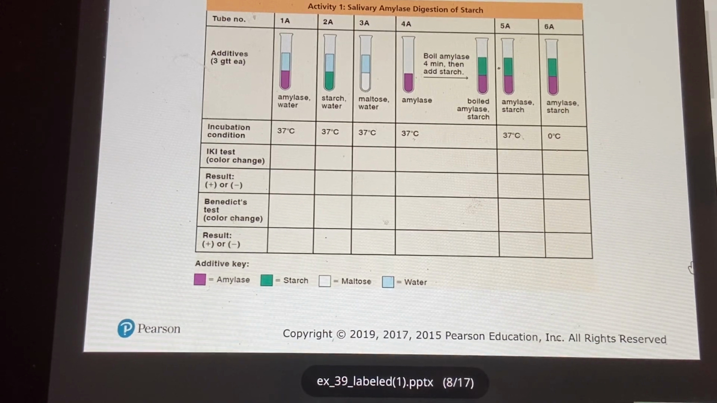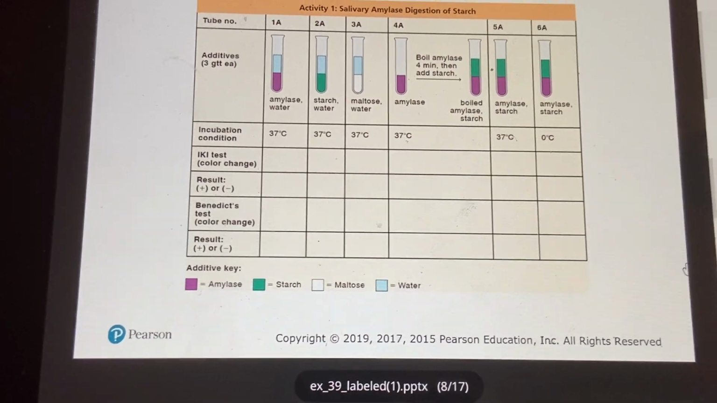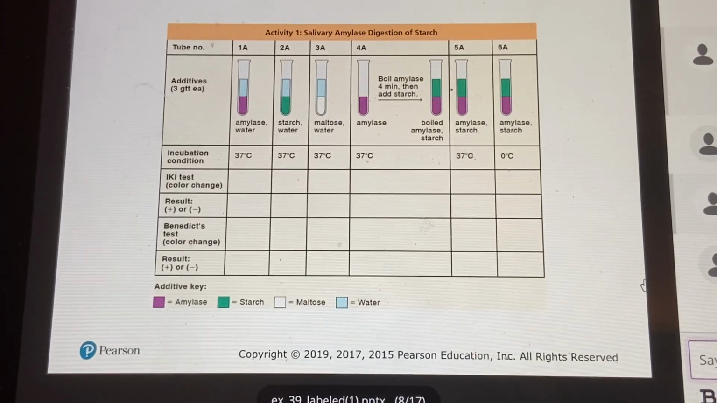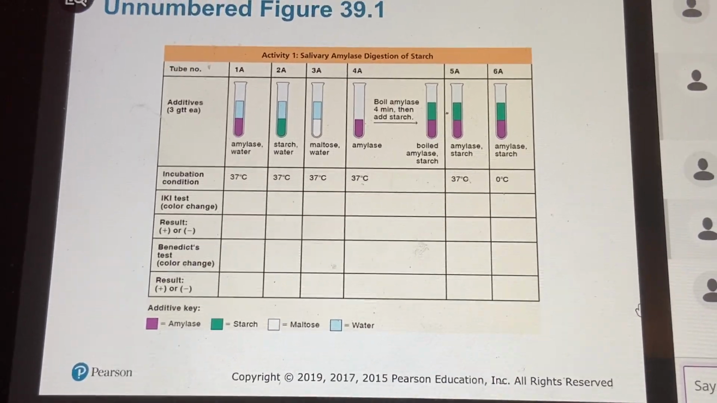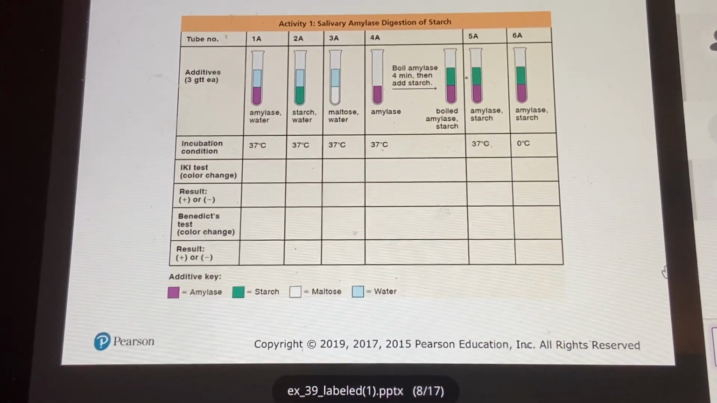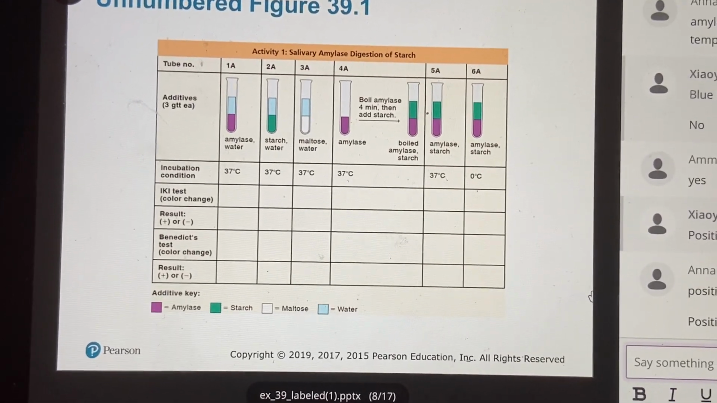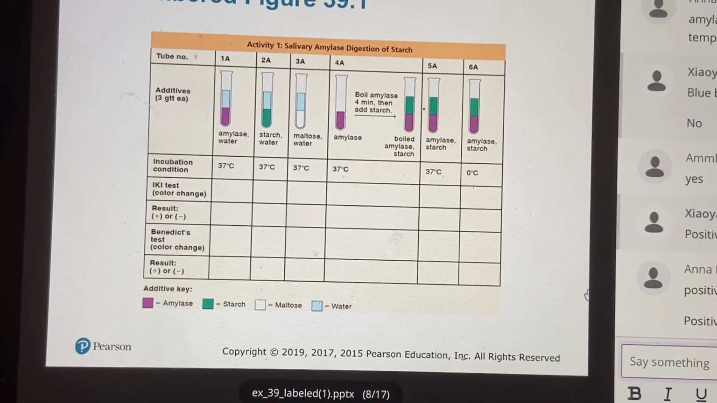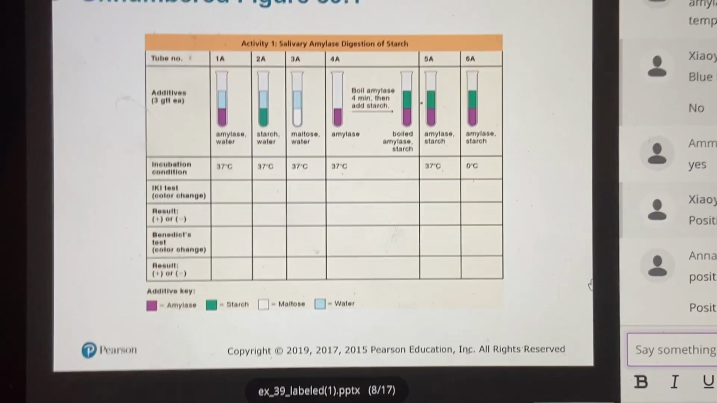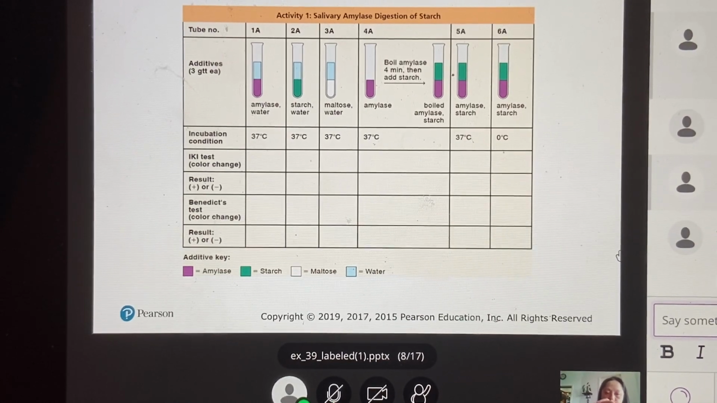Benedict's test, if IKI test is for starch, Benedict's test is for what? You don't remember? Bio 1? You remember. September. Benedict's test is a test for simple sugars.